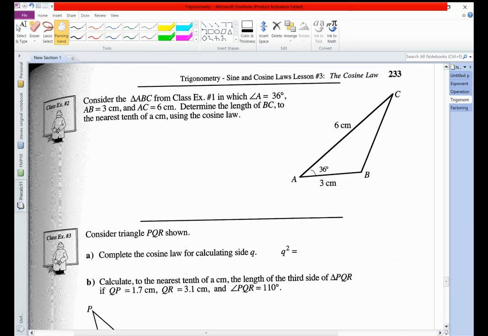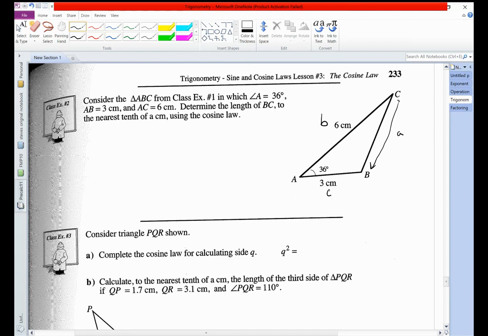So here we go. This is the triangle we started with in the introduction. We know we have side little b and side little c, and it wants us to determine the length of BC, which is the length here between B and C, and we know it's across from angle A, so it's actually side A, little a.